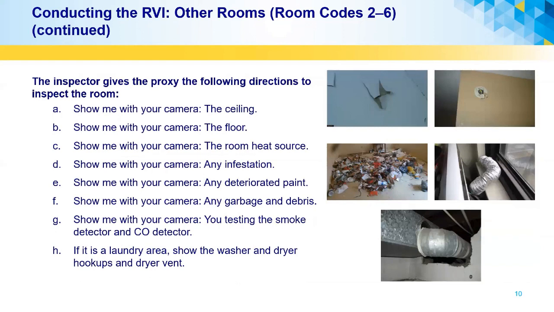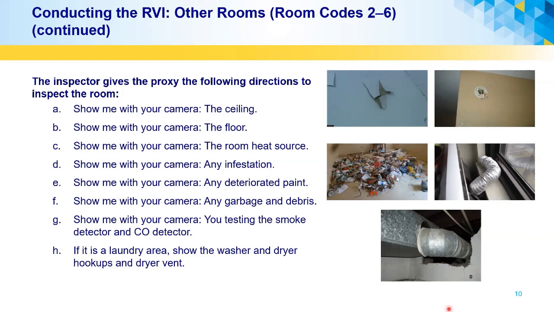Continuing with the protocol, show me with your camera the ceiling, the floor, and the room heat source. Show me any infestation. Show me any deteriorated paint. Show me any garbage and debris. And show me you testing the smoke detector and carbon monoxide detector. And in the laundry area, show me the washer and dryer hookups and the dryer vent.